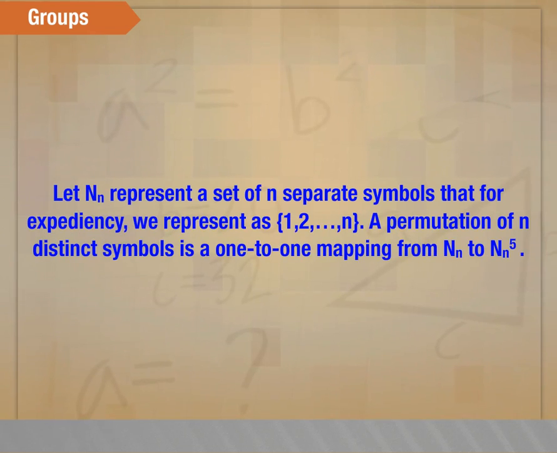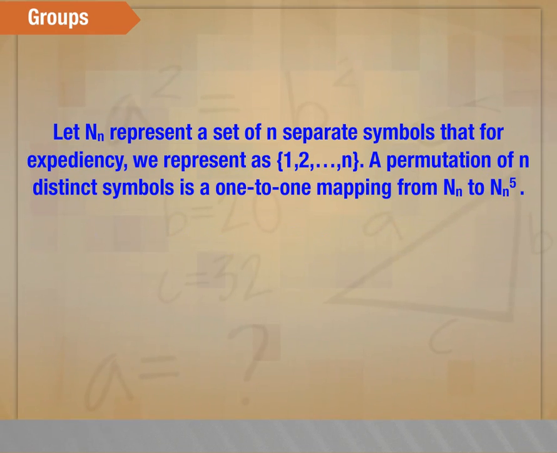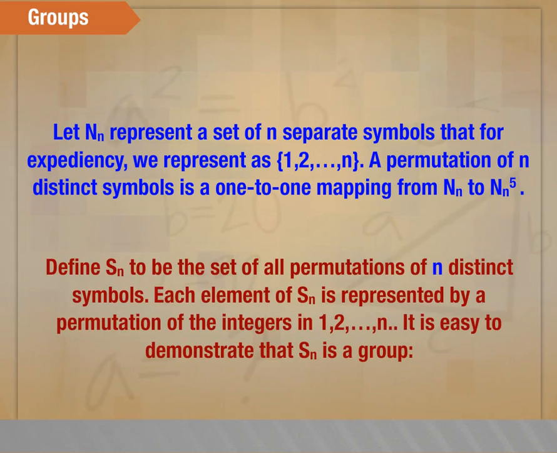Let N_n represent a set of n distinct symbols, that is, for expediency, we represent it as 1, 2, and so on up to n. A permutation of n distinct symbols is a one-to-one mapping from N_n to N_n. Define S_n to be the set of all permutations of n distinct symbols. Each element of S_n is represented by a permutation π of the integers 1, 2, and so on up to n. It is easy to demonstrate that S_n is a group.